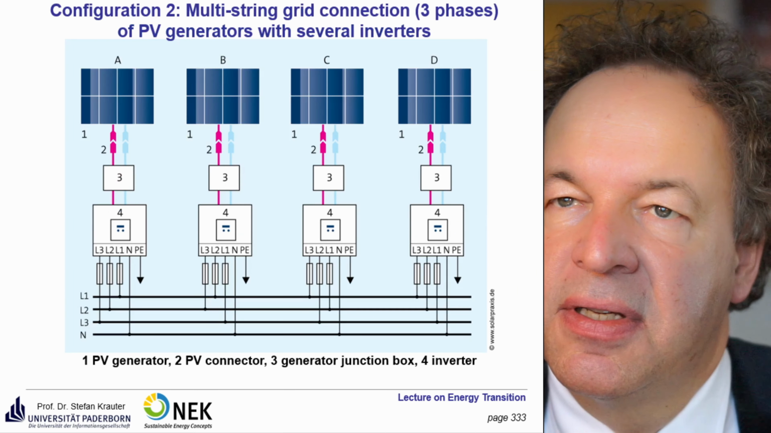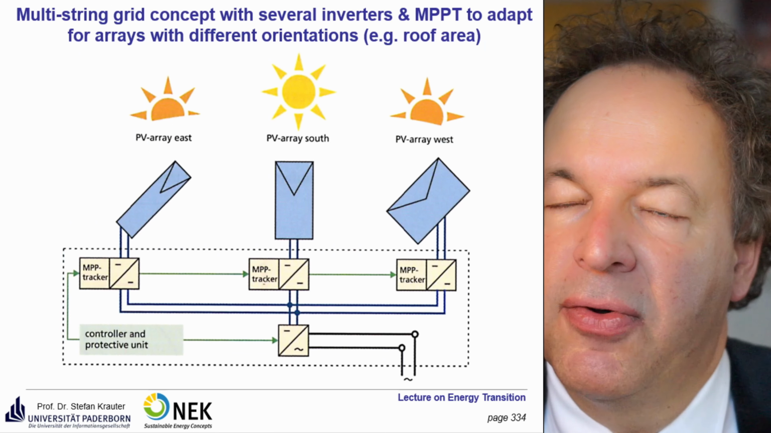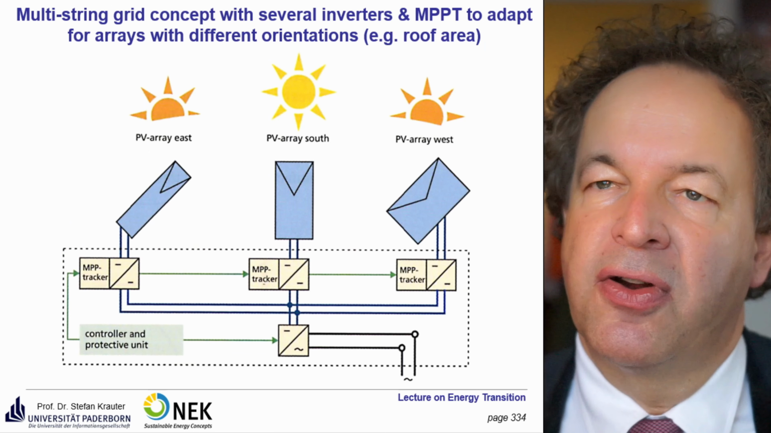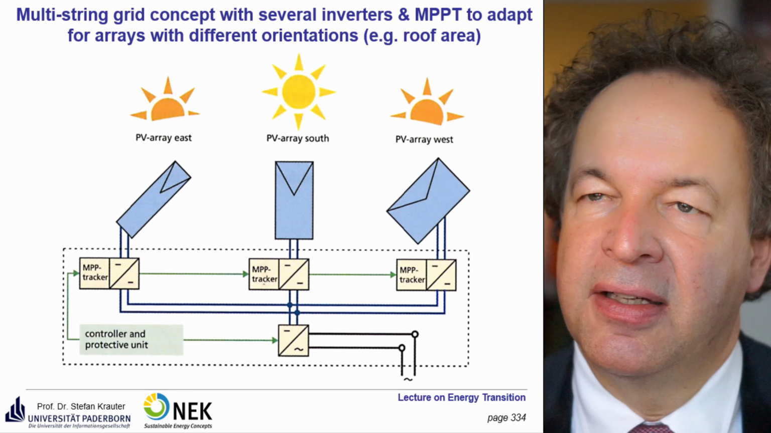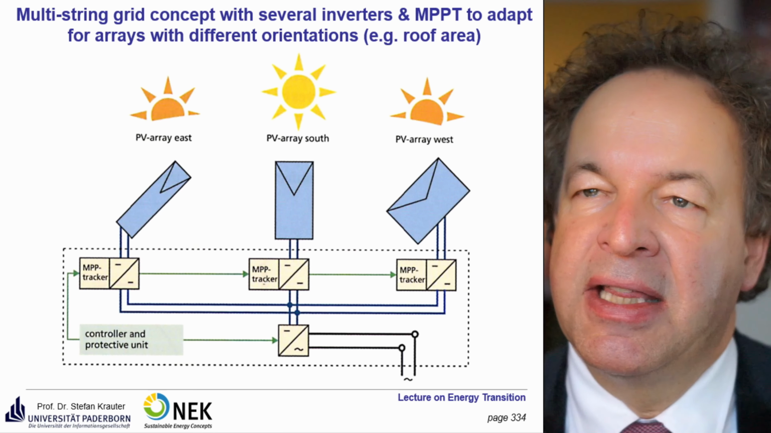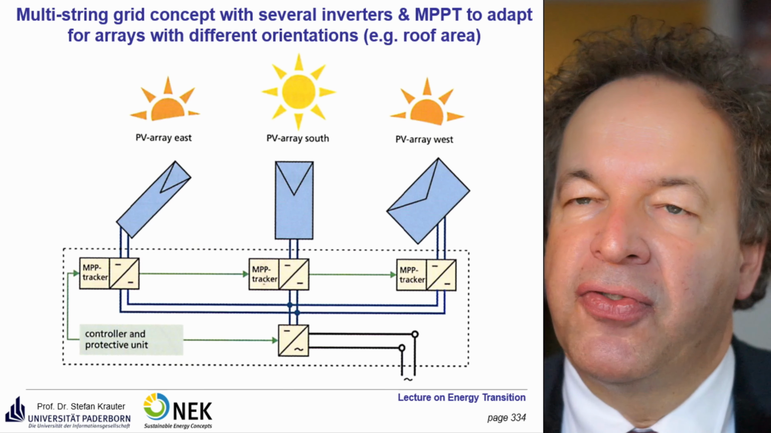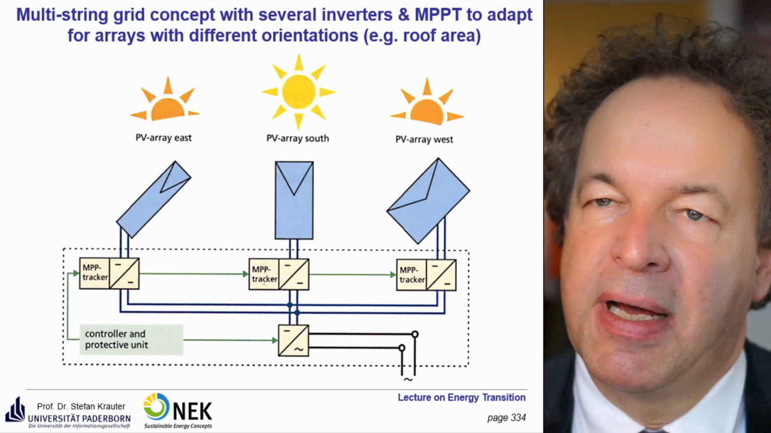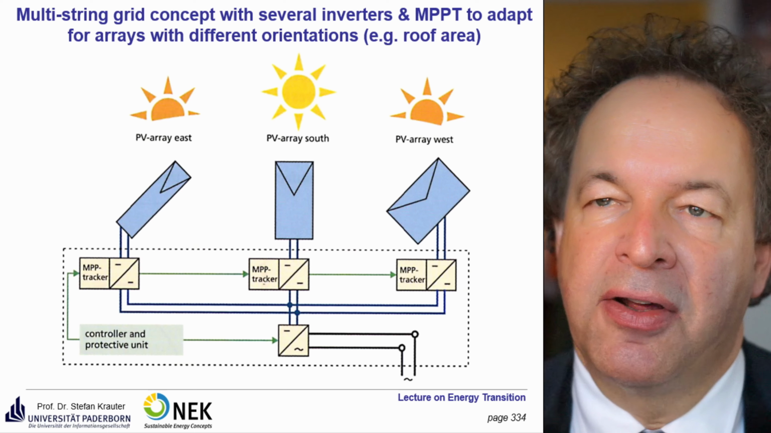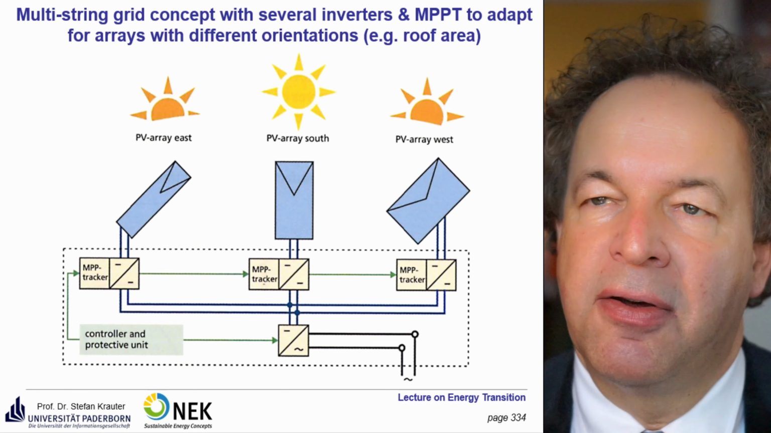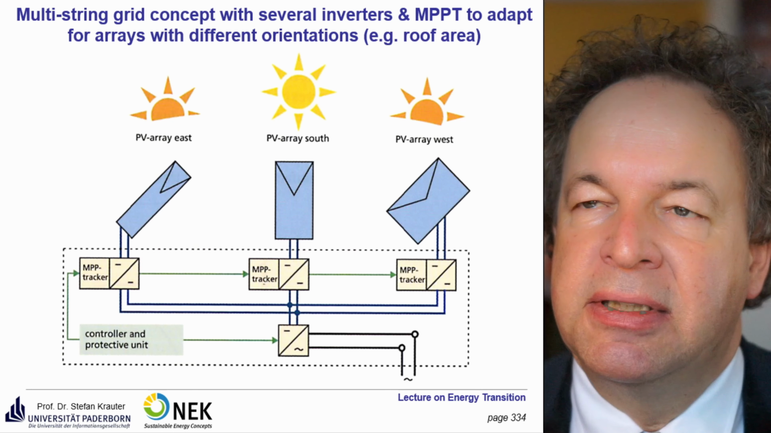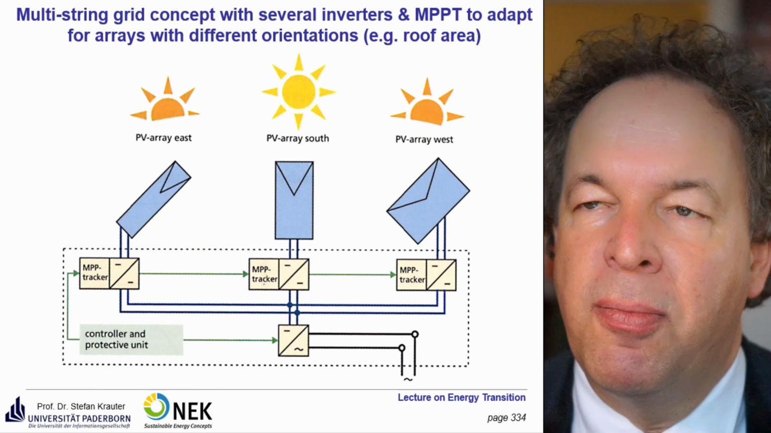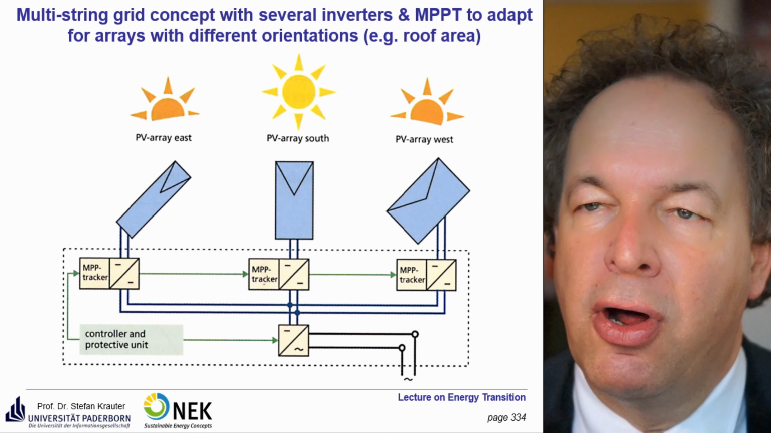And here you see this configuration too with multi-string inverters. Sometimes you see also this configuration. For example, you have roofs with multiple orientations. That would mean that some part of the roof works better in the morning hours, another part in the midday hours, another part in the evening hours. And if you would put all in series, the part with the lowest performance would determine the overall performance. Therefore, it's important to keep them separate.